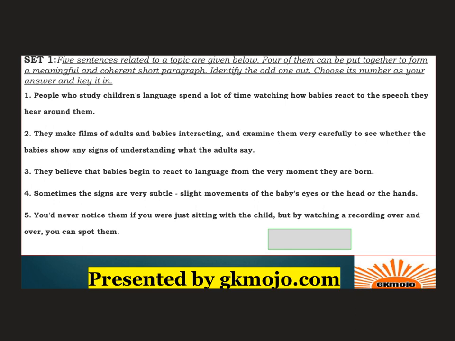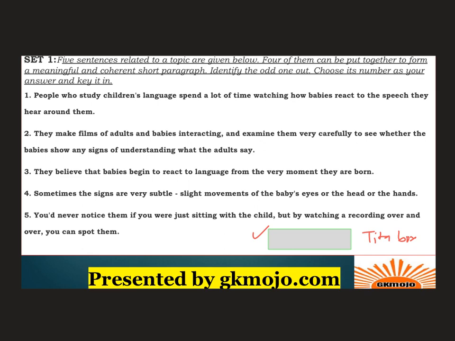Let's have a look at this set. First we'll read the question. 5 sentences related to a topic are given below. 4 of them can be put together to form a meaningful and coherent short paragraph. Identify the odd man out. Choose its number as your answer and key it in. We'll key it in this box, so this is a TITA box. A similar box will be there in your examination also, and you have to input the number of the sentence that is the odd man out.